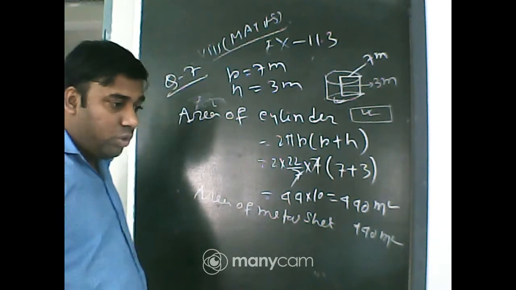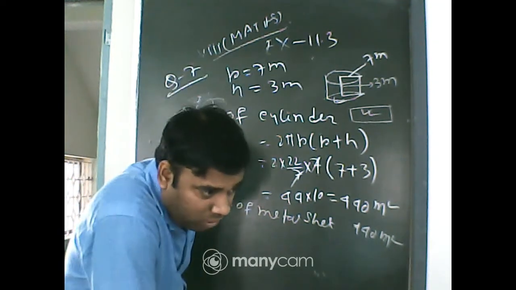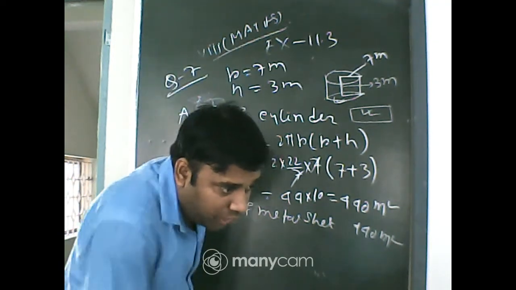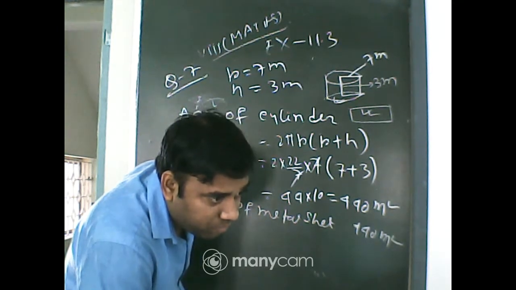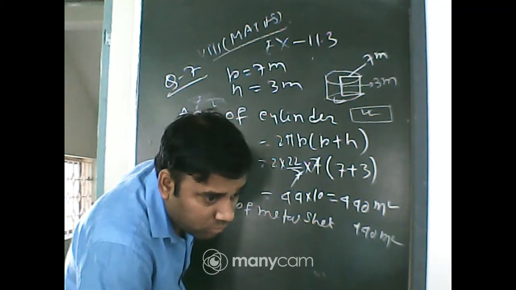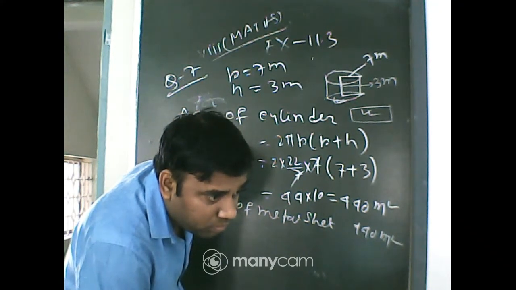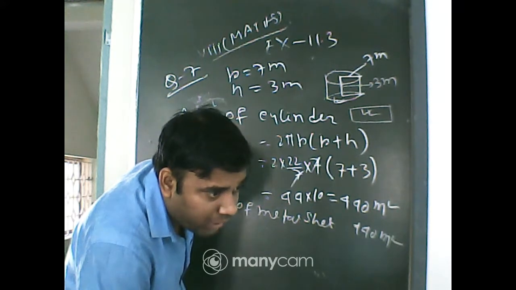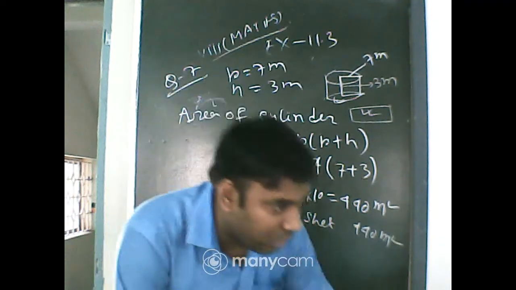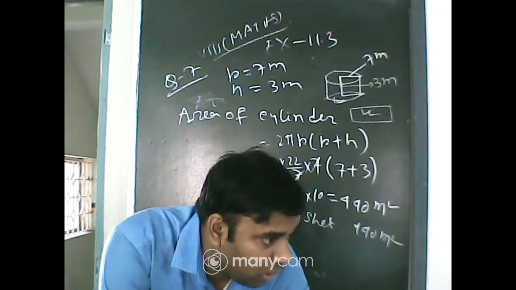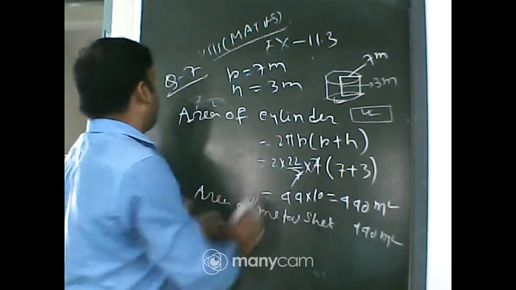Okay, if you don't have any doubt, then tell me next sum, 8, 9, or which sum shall I do? Question number 9. Okay, 8 and 9. So I am solving question number 8 also. Both sums I will solve.